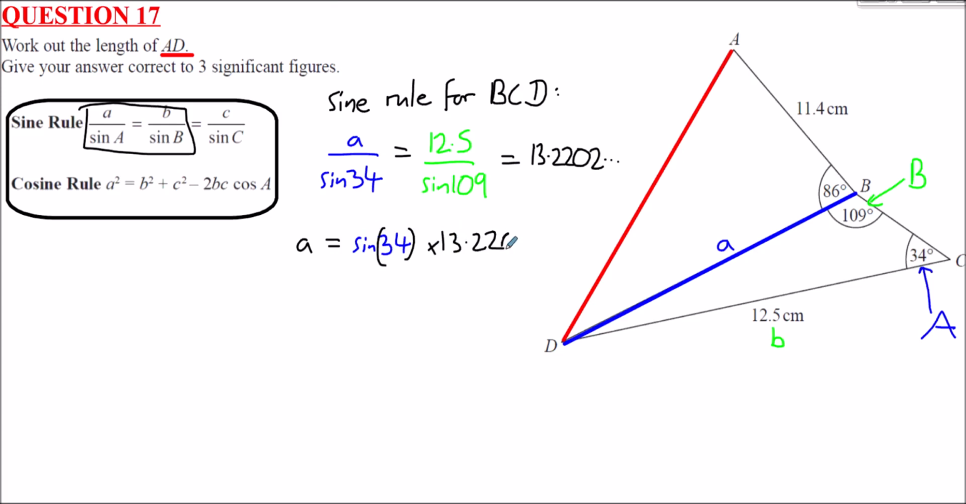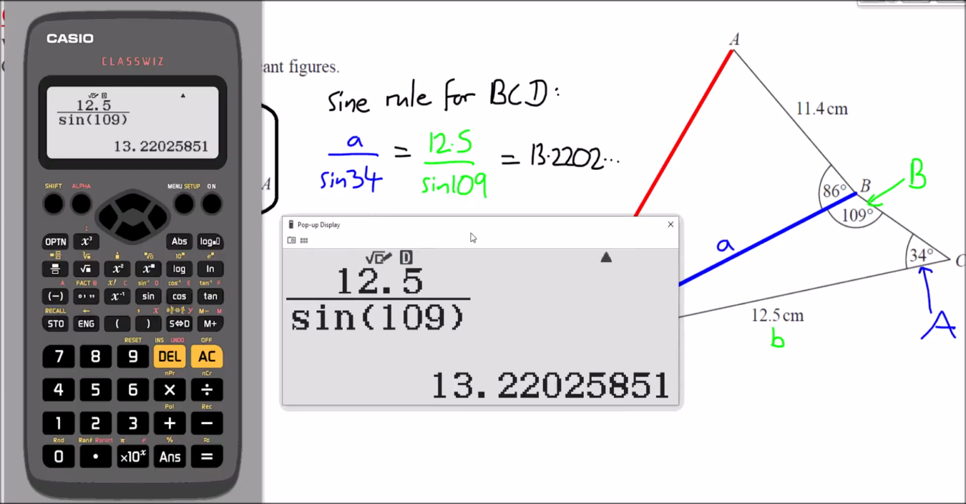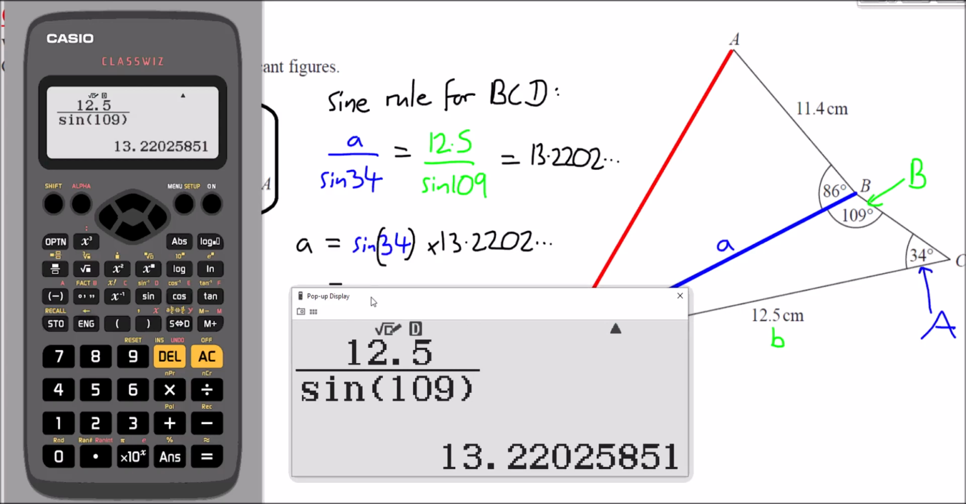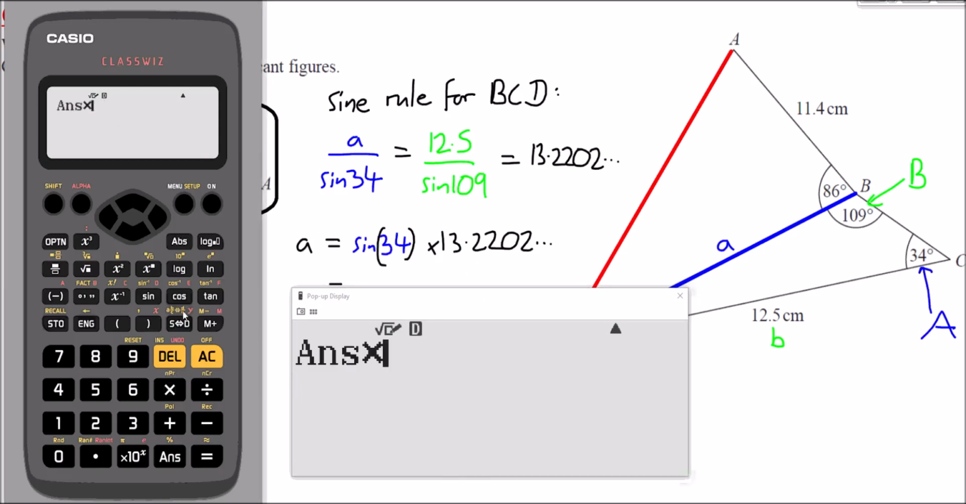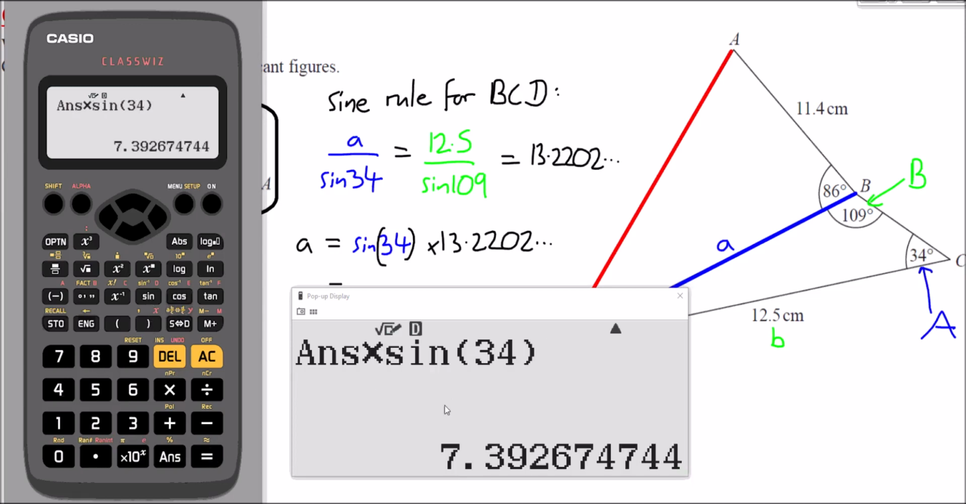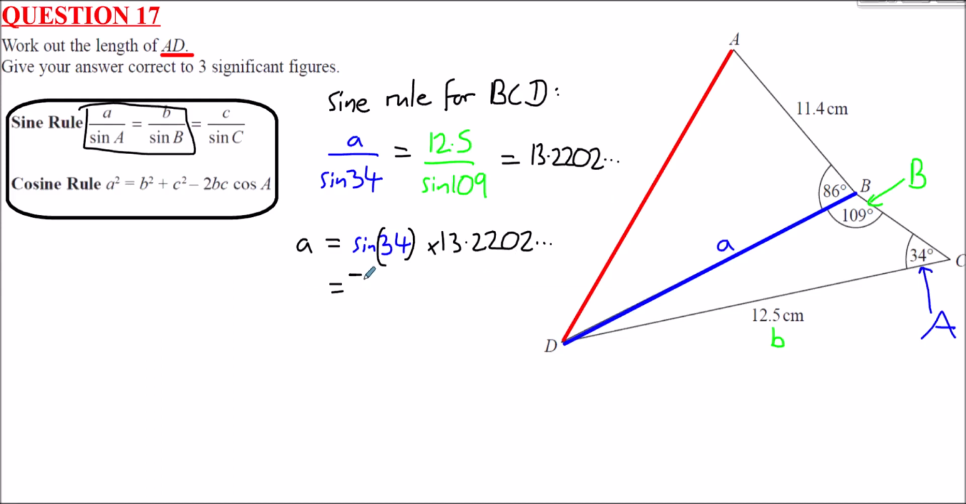Keep saying 2.2, it's 2.202, and so on and so on. So essentially, the answer you just got on your calculator, keep that stored. That's what this thing in green was. Then I'm going to multiply that by sine 34. You should find that you get 7.392-ish. So don't round it yet, just write down all the numbers on your calculator display if necessary. So we've got 7.392.